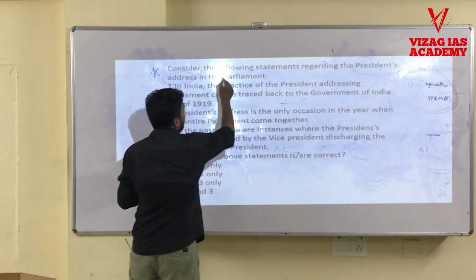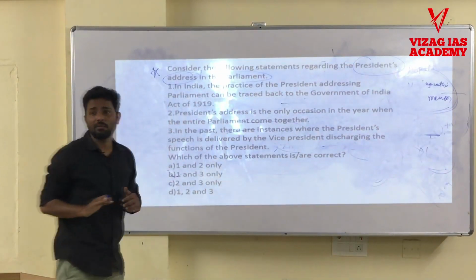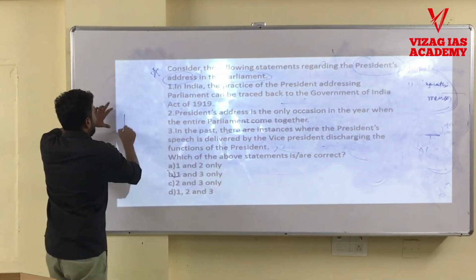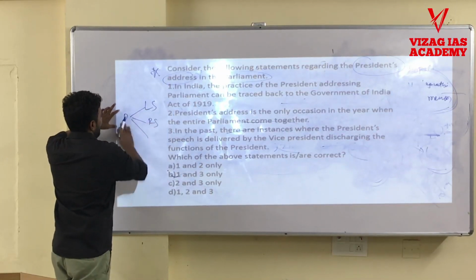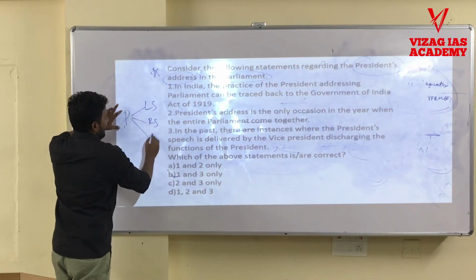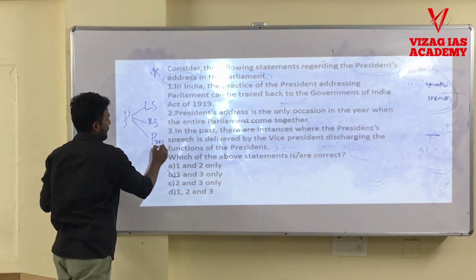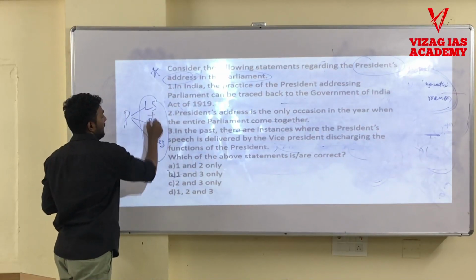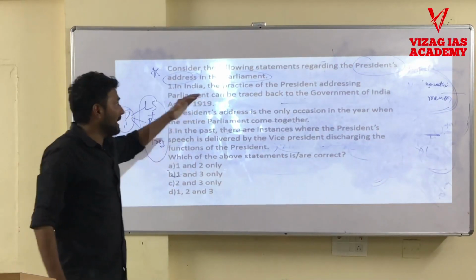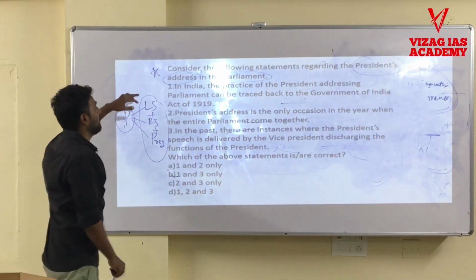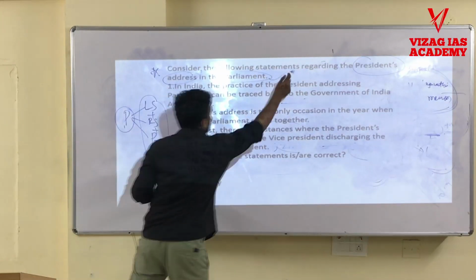He is also part of parliament, right? What are the parts of parliament? Lok Sabha, Rajya Sabha, and parliament means the president. All the three constitute the parliament. So since he is part of the parliament, he addresses both houses of the parliament.